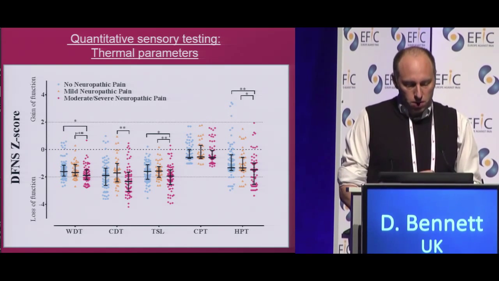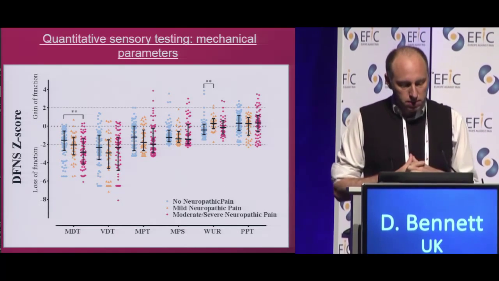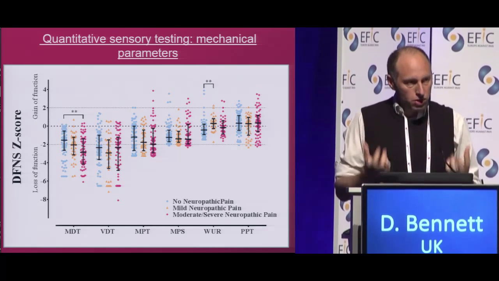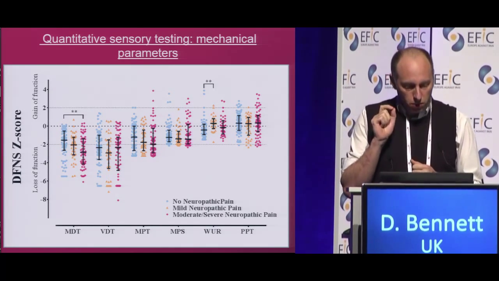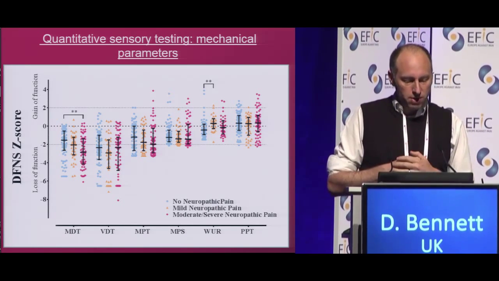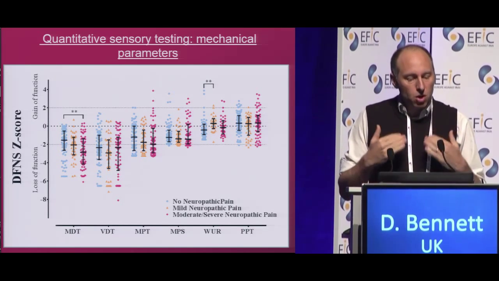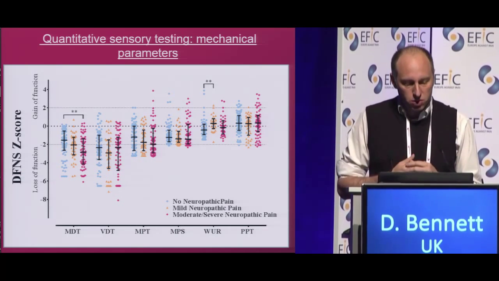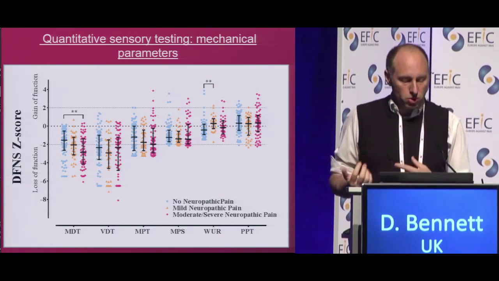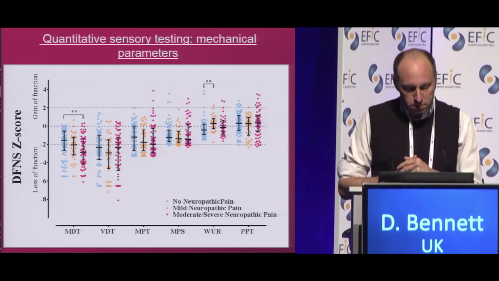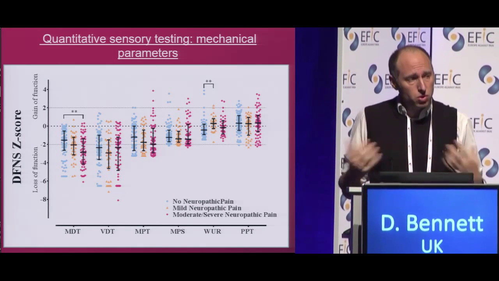When we come to mechanical thresholds, and again, either giving low threshold mechanical stimuli, such as mechanical detection threshold, measured with applying a von Frey hair, we can see again there was a loss of function compared to normative controls, and in fact that loss of function is more marked in those patients with a moderate to severe neuropathic pain. Interestingly, that isn't true across the board.